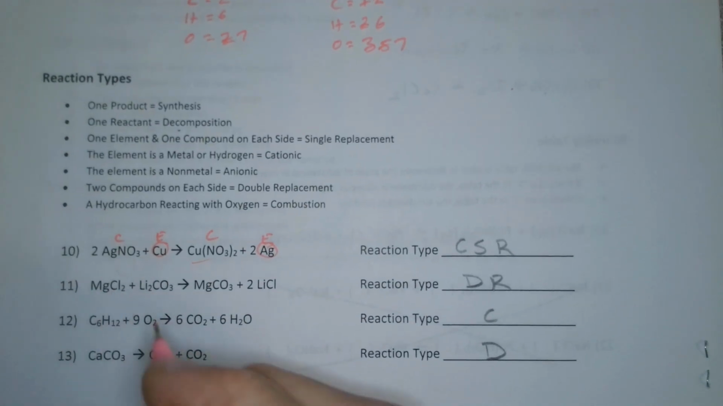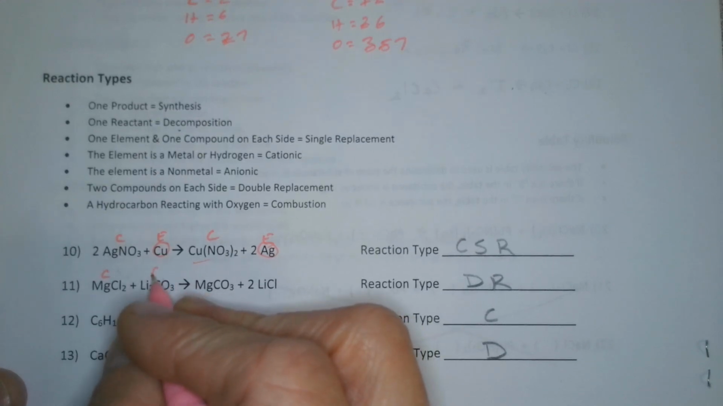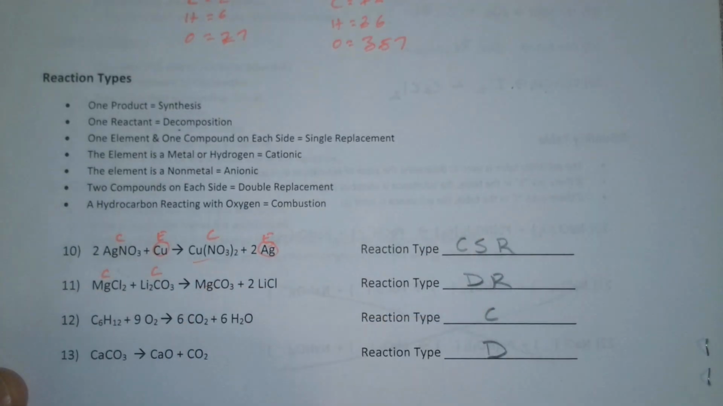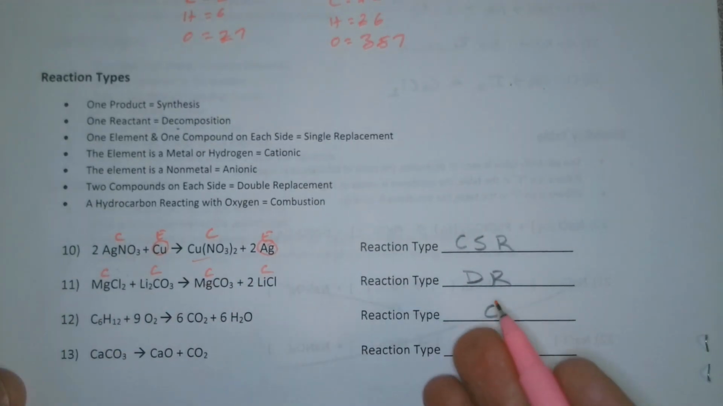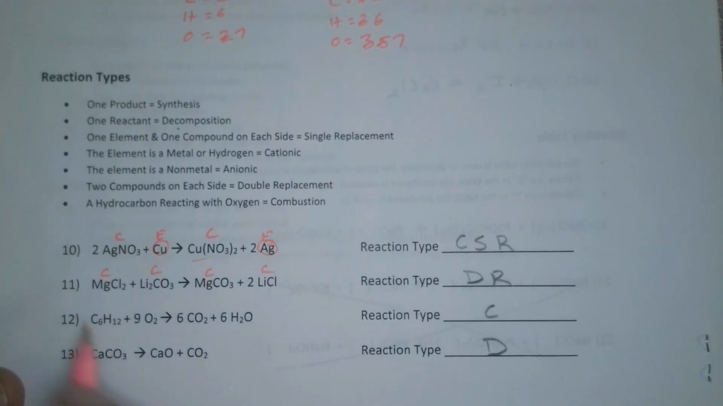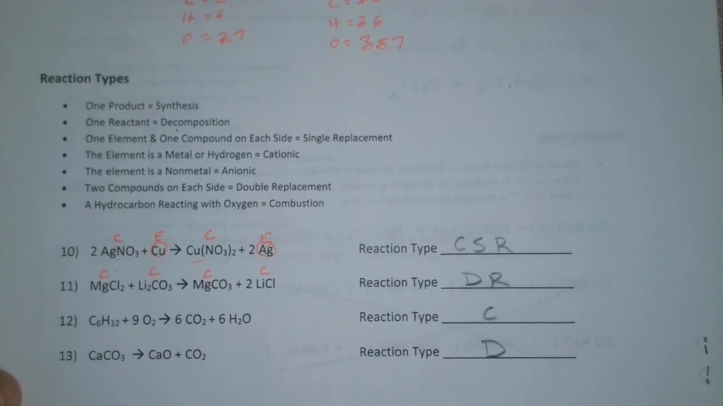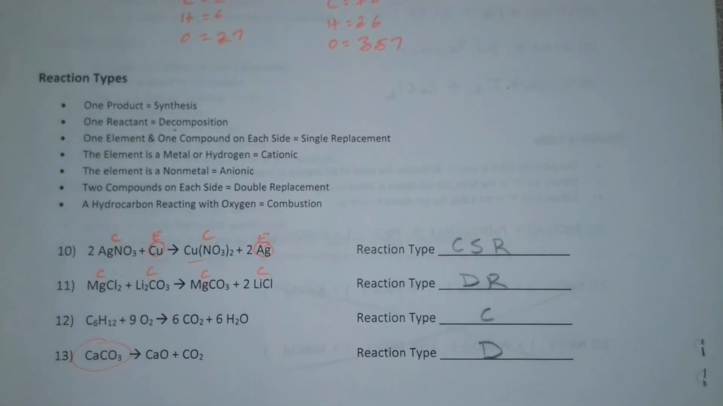This has 2 or more capital letters in it, so it's a compound. That's got 2 or more capital letters in it, so it's a compound. That's got 2 or more capital letters in it, so it's a compound. That's got 2 capital letters in it, that's a compound. Everything's a compound in a double replacement reaction. That is a hydrocarbon plus oxygen producing carbon dioxide and water. That is combustion. This one has no plus sign on the reactant side. That is how you identify decomposition.